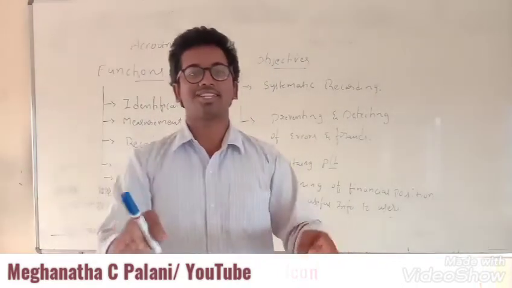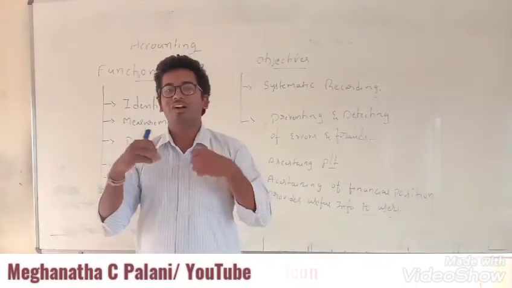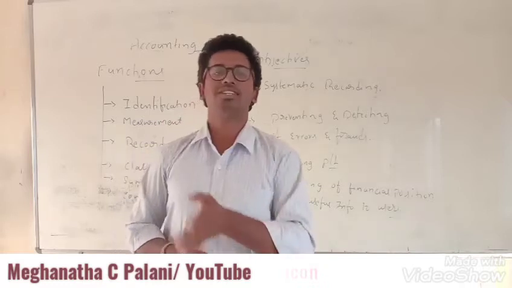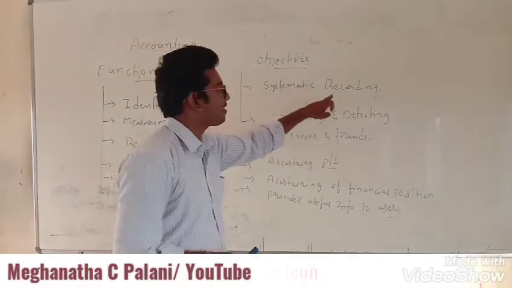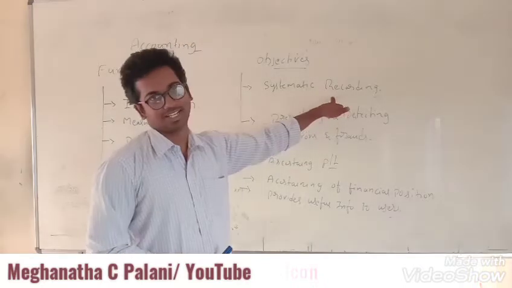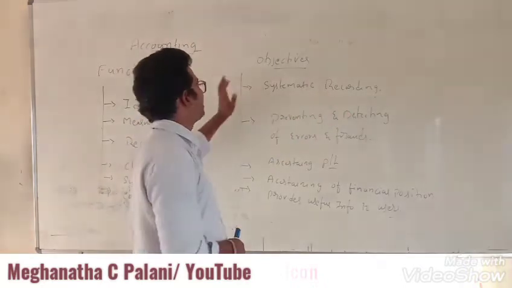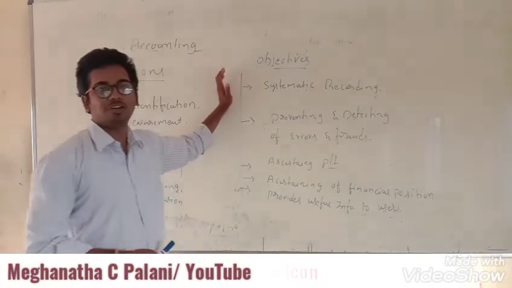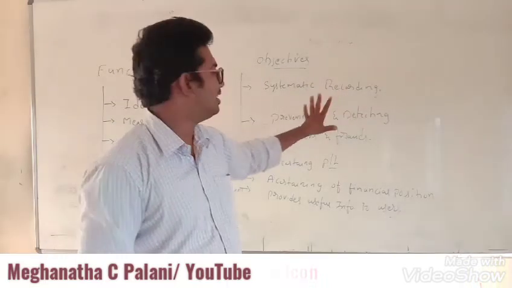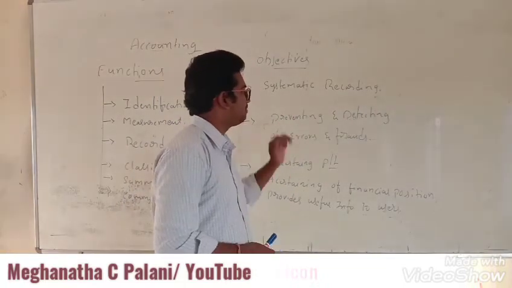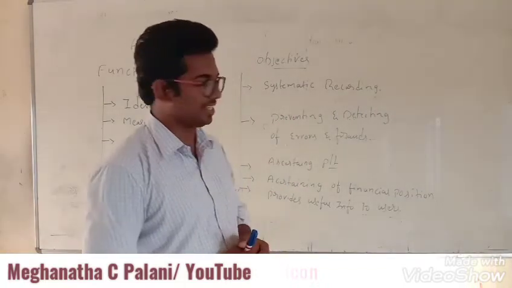That is what you call a system or process. So all transactions must pass through all these phases. That is what we call systematic recording of all financial transactions. So it is a prime objective of any accounting system. First is systematic recording of transactions. Then the second one is preventing and detecting errors and frauds.